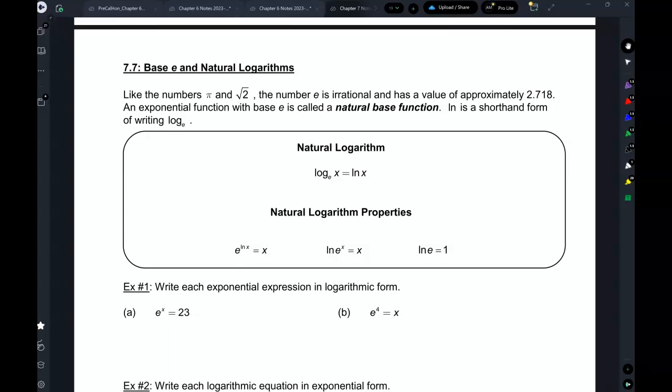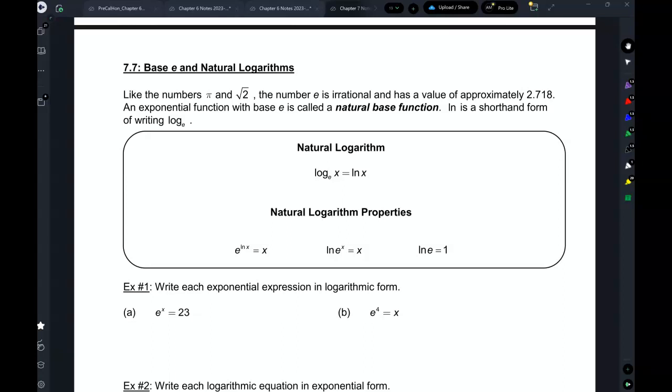Right. So 7.7 is the next lesson we're doing. Yesterday we talked about the common base, right? We said a logarithm can have any number as its base, but 10 is the most common base, because so many things are just 10 to the power of, 10 to the power of, 10 to the power of, all right?